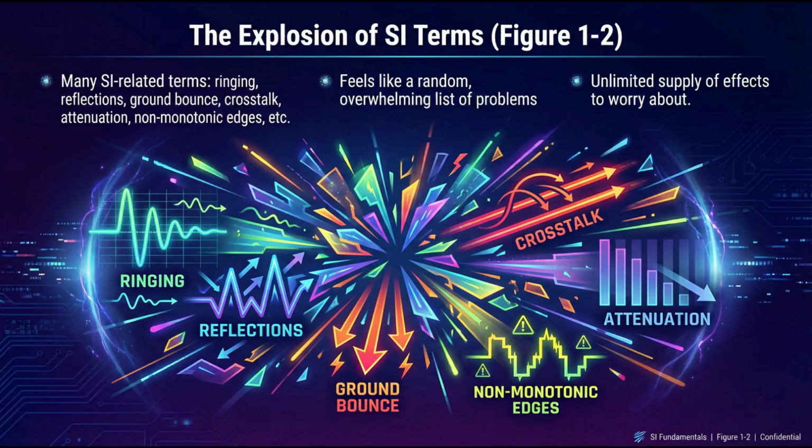The explosion of SI terms. We hear many terms related to signal integrity: ringing, reflections, ground bounce, crosstalk, attenuation, non-monotonic edges, and many others. At first glance, this looks like a random and overwhelming list of problems. It can feel like there's an unlimited supply of new effects to worry about.